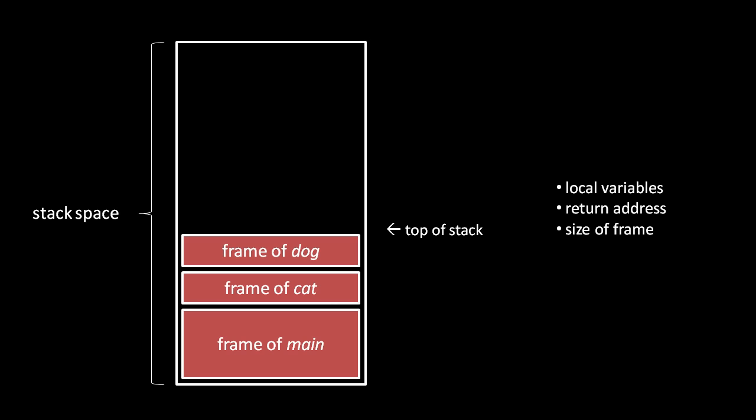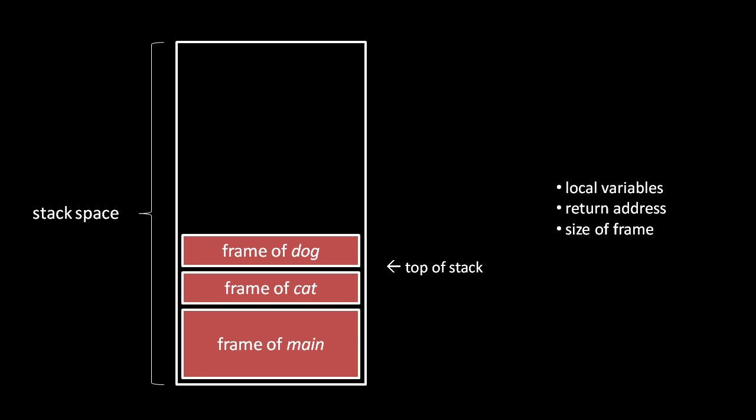Notice that as we add frames, we have to keep track of the top of the stack, because that's where we add a frame when the next function is called. Many CPUs, including x86 CPUs, have a specific register for storing this address, usually called the stack pointer. When a function returns, the frame size is used to adjust the stack pointer back down to the last frame, and execution jumps back to the return address. So when dog returns, execution returns to cat, and the stack pointer will point to the top of cat's frame.